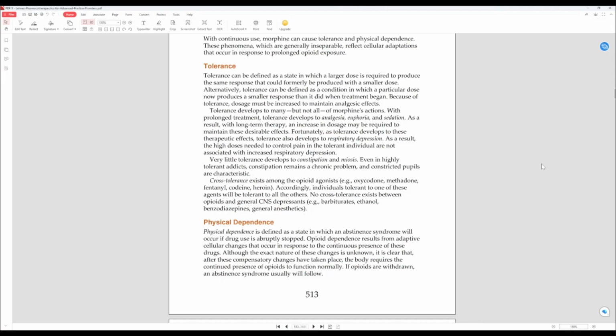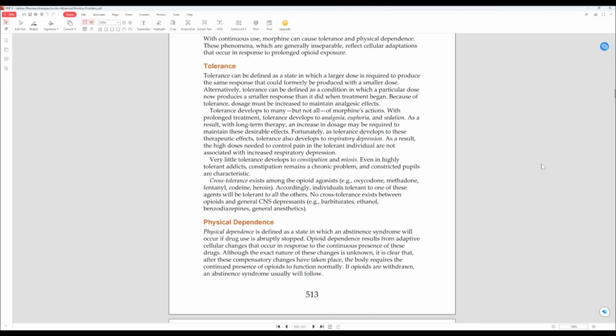Fortunately, as tolerance develops to these therapeutic effects, tolerance also develops to respiratory depression. As a result, the high doses needed to control pain in the tolerant individual are not associated with increased respiratory depression. Very little tolerance develops to constipation and miosis. Even in highly tolerant addicts, constipation remains a chronic problem, and constricted pupils are characteristic.